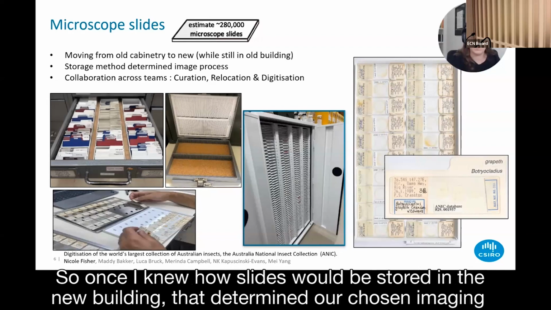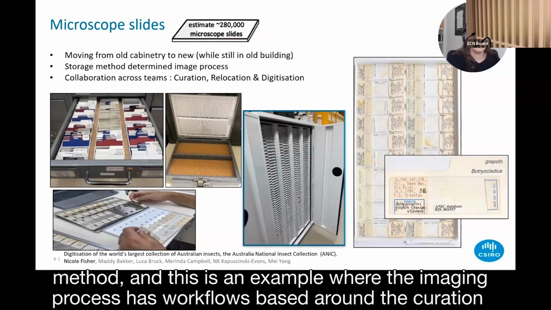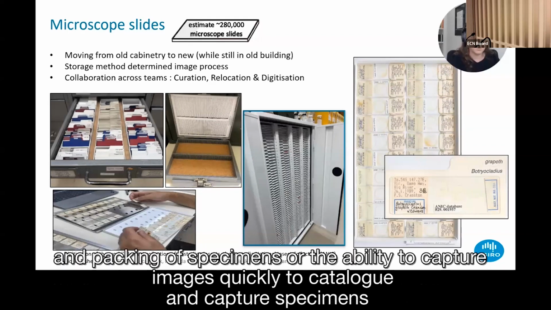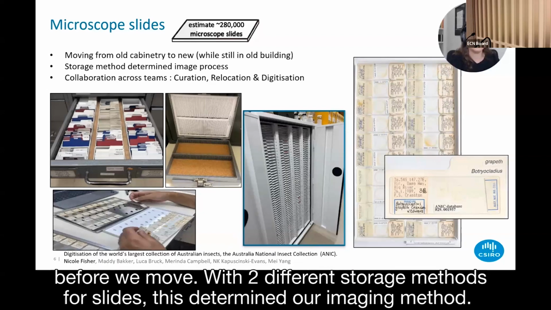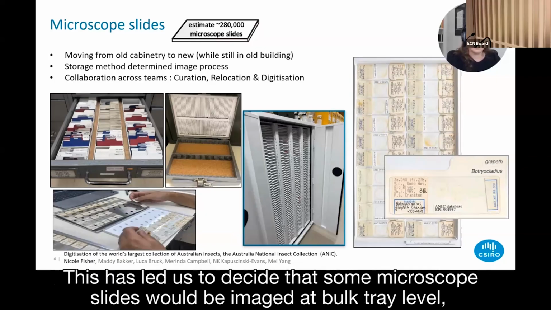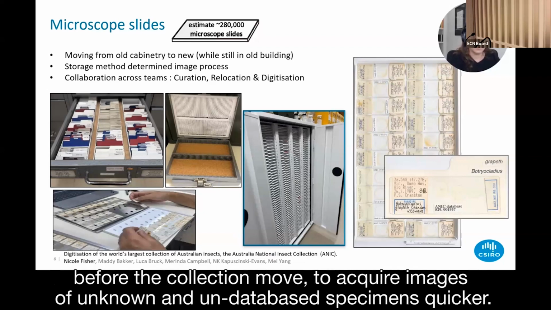So once I knew how a slide would be stored in the new building, that determined our chosen imaging method. And this is an example where the imaging process has workflows based around the curation and packing of specimens, or the ability to capture images quickly to catalogue and capture specimens before we move. With two different storage methods for slides, this determined our imaging method. This has led us to decide that some microscope slides would be imaged at bulk tray level before the collection move to acquire images of unknown and non-database specimens quicker.